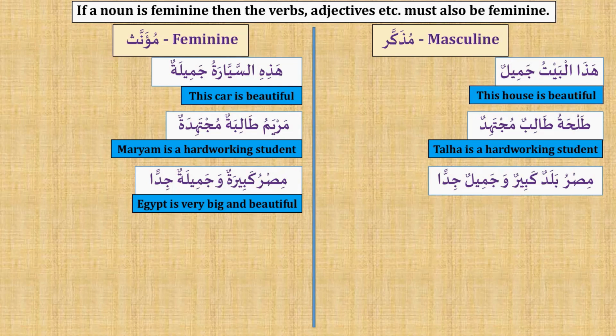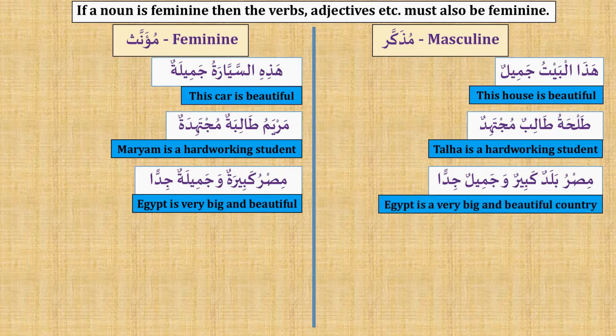But if there is a male word or masculine word between the adjective and the noun, then the adjective must follow the masculine noun, not the feminine noun. Example: Misru baladun kabirun wa jamilun jiddan. Egypt is a very big and beautiful country. Previously we said Misru kabiratun, but in this sentence we say Misru baladun kabirun, because kabirun qualifies the word baladun, not Misru.